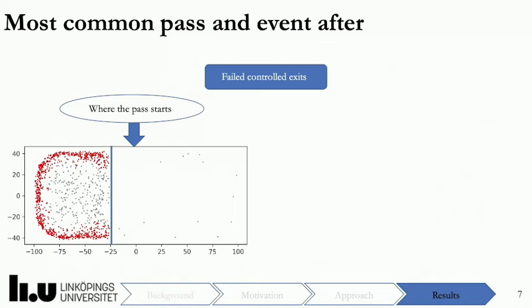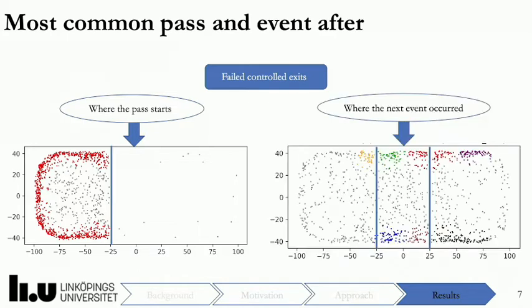Now we look at the passes made that led to a failed controlled exit. Looking at this left image, we can see that the passes leading to a failed exit are taken from the sides, going all the way from behind the goal up to the blue line. In the right image, we see the event occurring after a pass for failed exits. Here we can see that many of the events occur towards the sides of the field, going all the way from the start of the neutral zone to quite deep into the offensive zone.